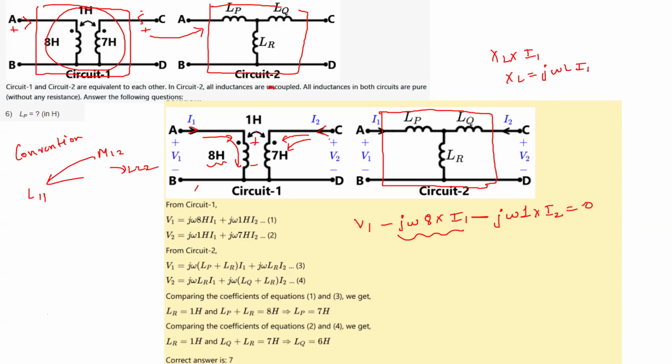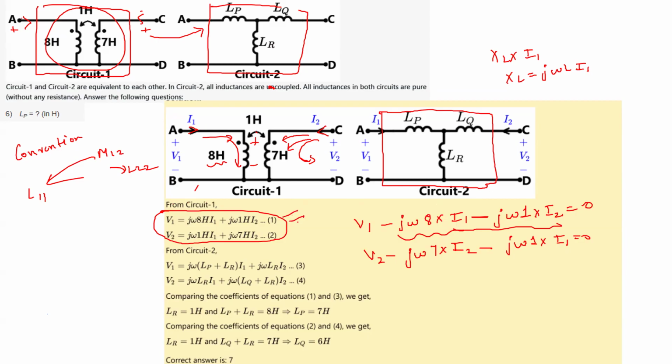Similarly, for this second coil you can also write the KVL. So here it will be V2 minus j omega 7 into I2, and because the mutual inductances are supporting, this is also minus. Supporting means the same sign as this. So this becomes minus j omega 1 into I1 equal to 0. These are the two equations, and if you take these two terms on the other side, the right-hand side, it becomes the same thing.